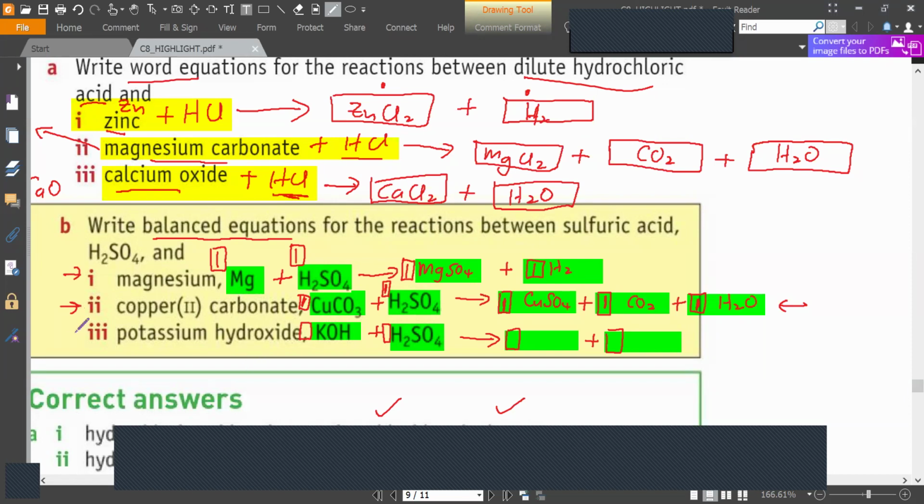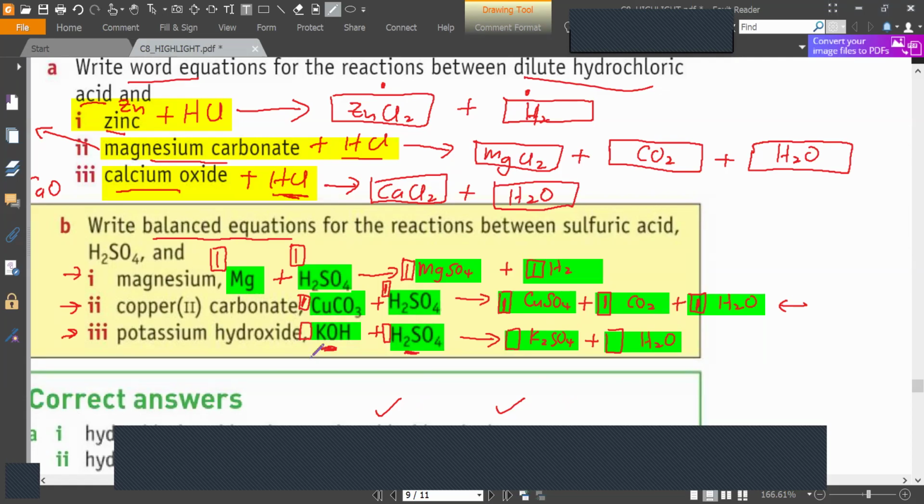Let's try the next one. Potassium hydroxide plus sulfuric acid. What will be the products and how many moles? K2SO4. Okay, excellent. And H2O. Yes. How many moles for the KOH, potassium hydroxide?